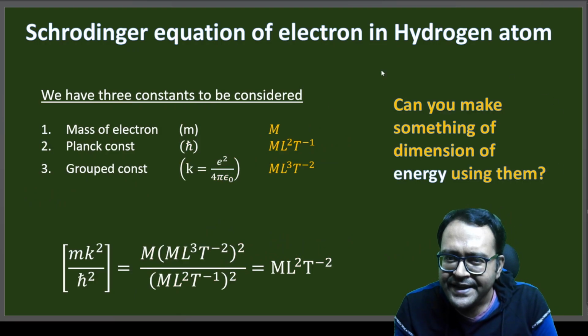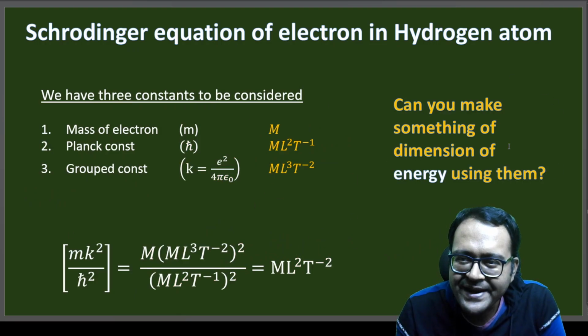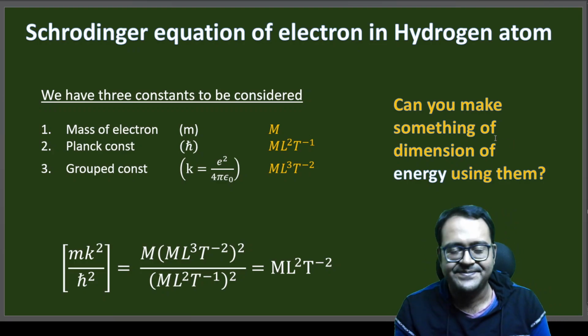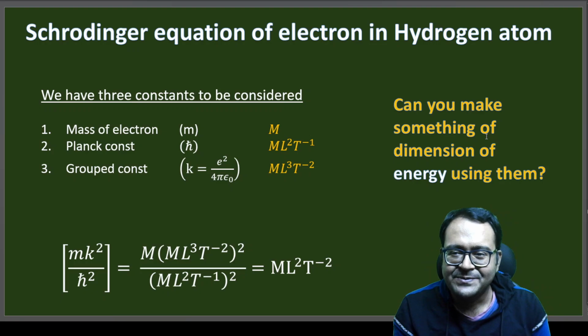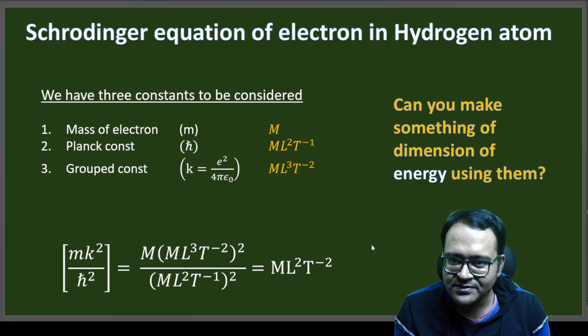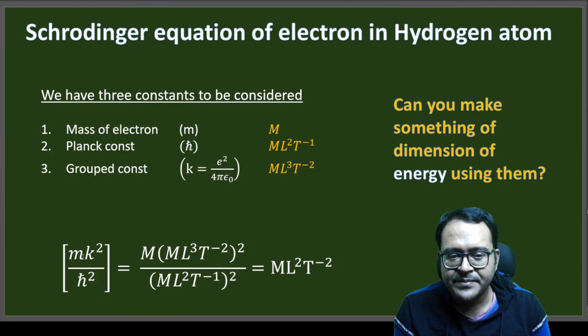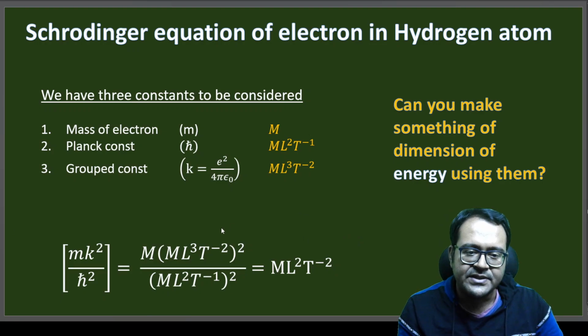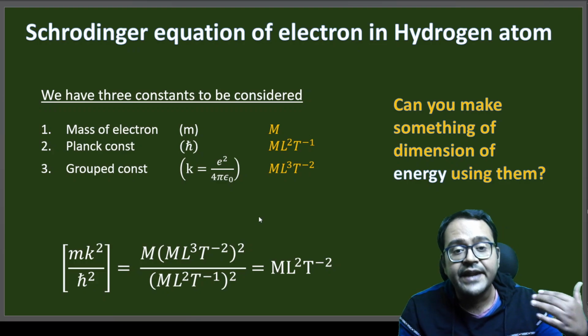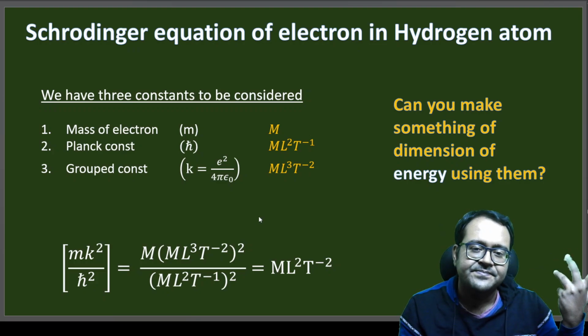Now, we have three constants. Can you make something of dimension of energy? Sure, why not? The dimension of energy is m L square T to the power minus 2. We have three constants here, so we can make a combination. You do it yourself, this is just trivial algebra. m k square by h bar square, just simple algebra, gives you a quantity of dimension of energy. Simple.